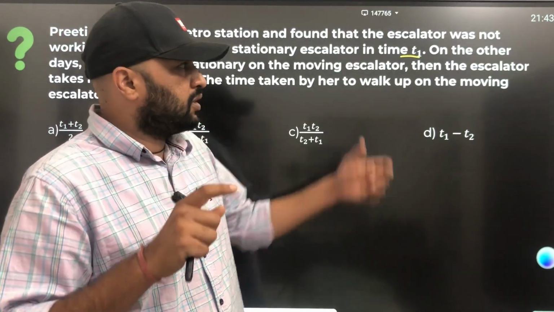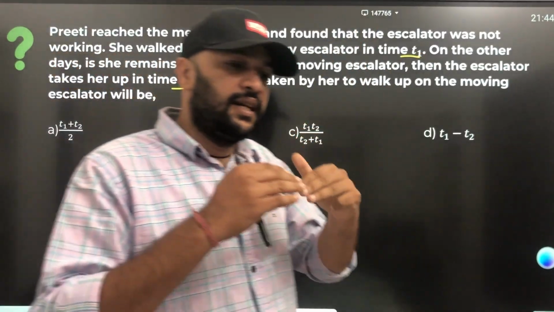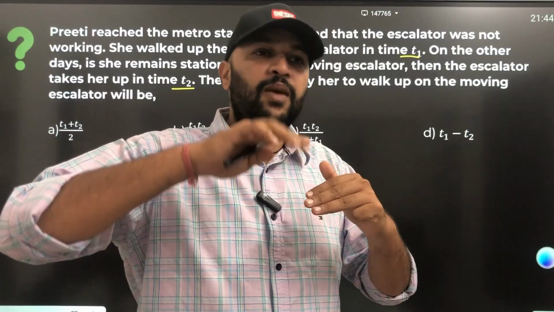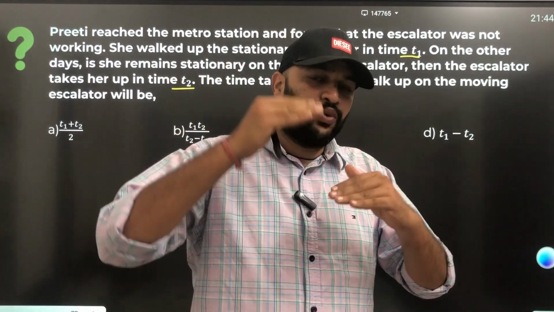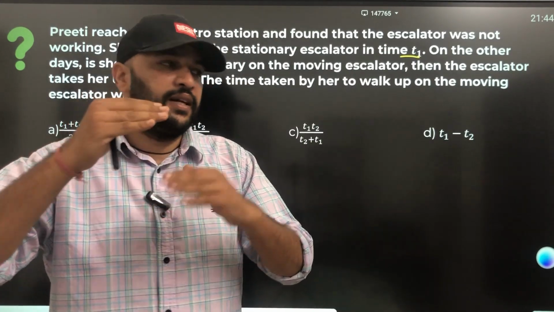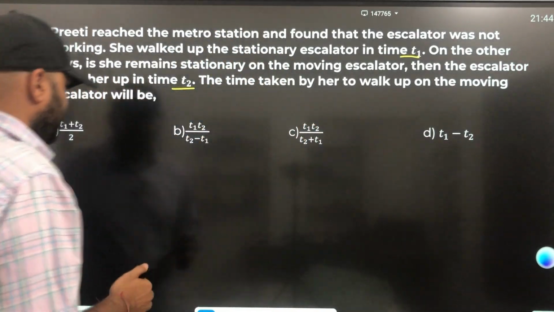Now, the third scenario is a different scenario. In the third scenario, the escalator itself is going up and I am also walking on the escalator. Let me repeat again. The escalator is going up and I am also walking on the escalator. In that case, what will happen? So let's see all three scenarios. Let me start with the first scenario.